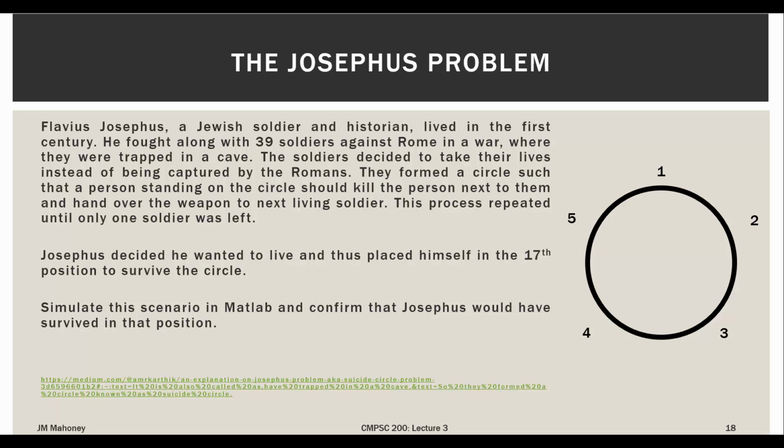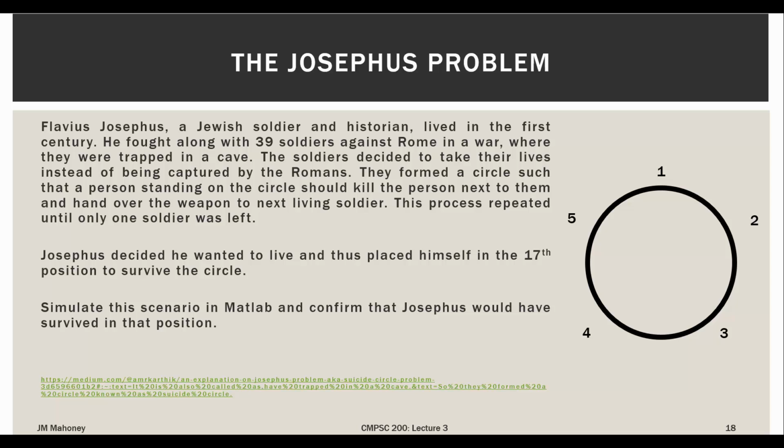So they were forming the circle, and Josephus decided that he wanted to be the one that lived. He didn't want to be killed by the sword. He would rather have been captured. So he did some calculations, he did the math, and he figured out that for the 40 soldiers, he wanted to be in the 17th position because that's the soldier that would survive this process.